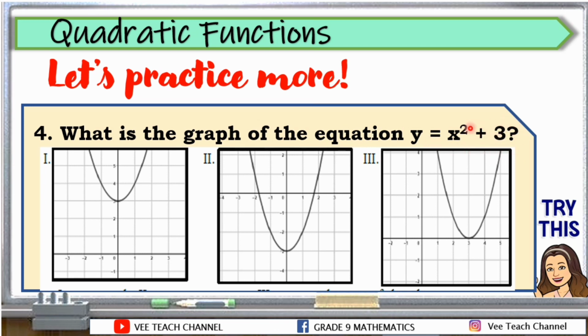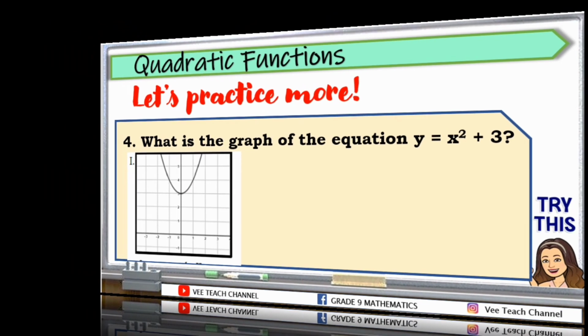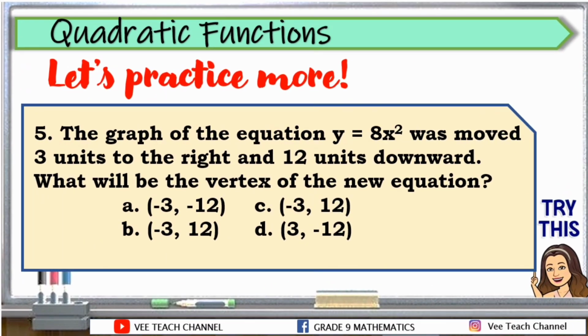Number 4, what is the graph of the equation y is equal to x squared plus 3? Ang k natin dito is 3. Ang h is 0. Kaya tignan na lang natin yung k natin. Ang movement niya ay upward dahil positive. Kaya alin sa tatlong to yung graph nitong ating function? And that's correct. The answer is yung first graph. Makikita nyo naman, nag-move siya 3 units upward.